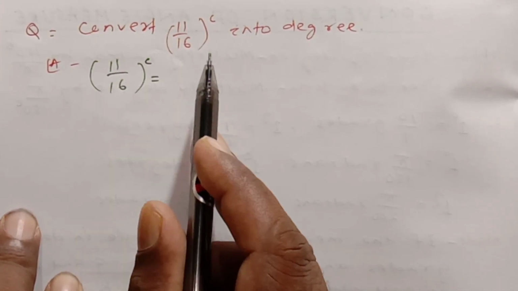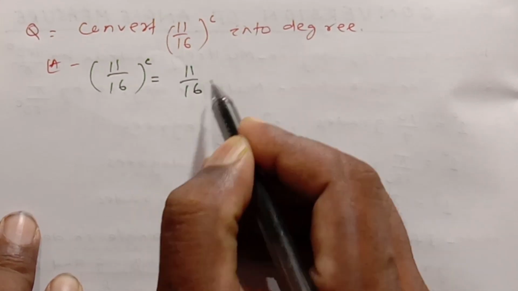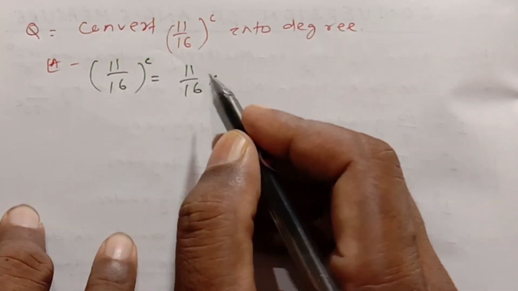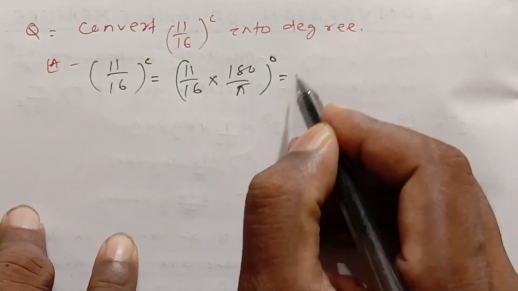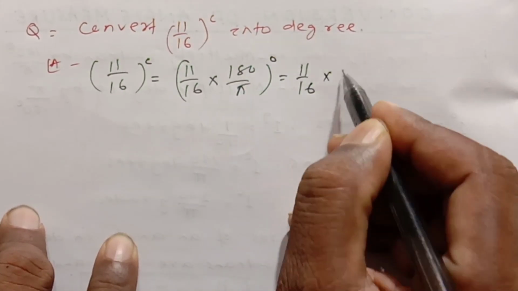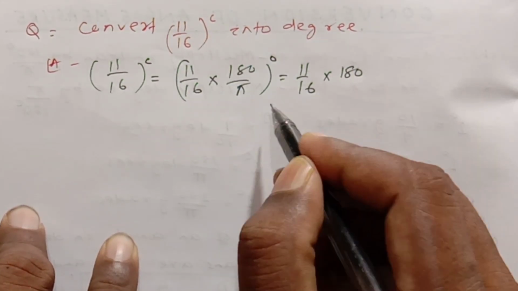Now convert 11 by 16 radian into degree. So 11 by 16 radian is equal to 11 by 16 into, you have to multiply 180 by pi degree, and this is equal to 11 by 16 into 180, and we have to divide by pi, which means we have to divide by 22 by 7.